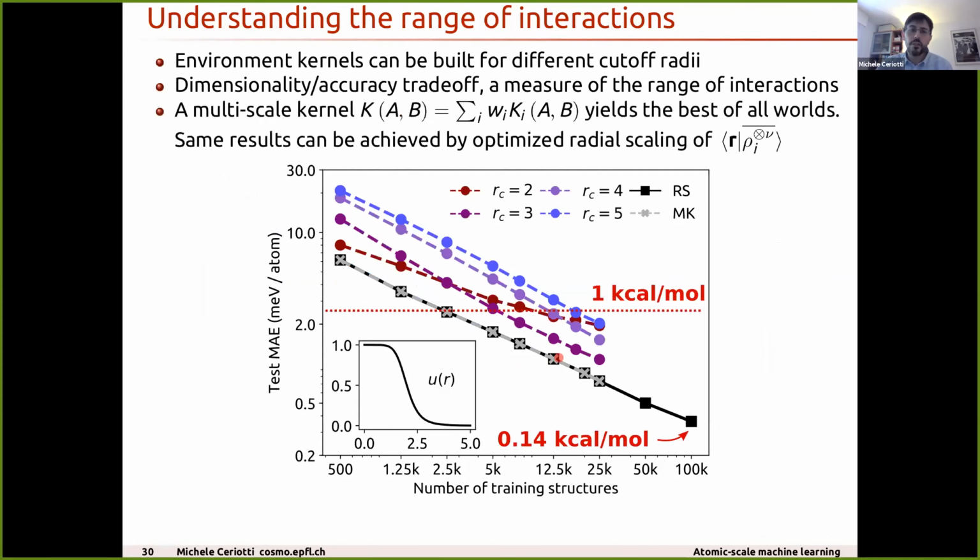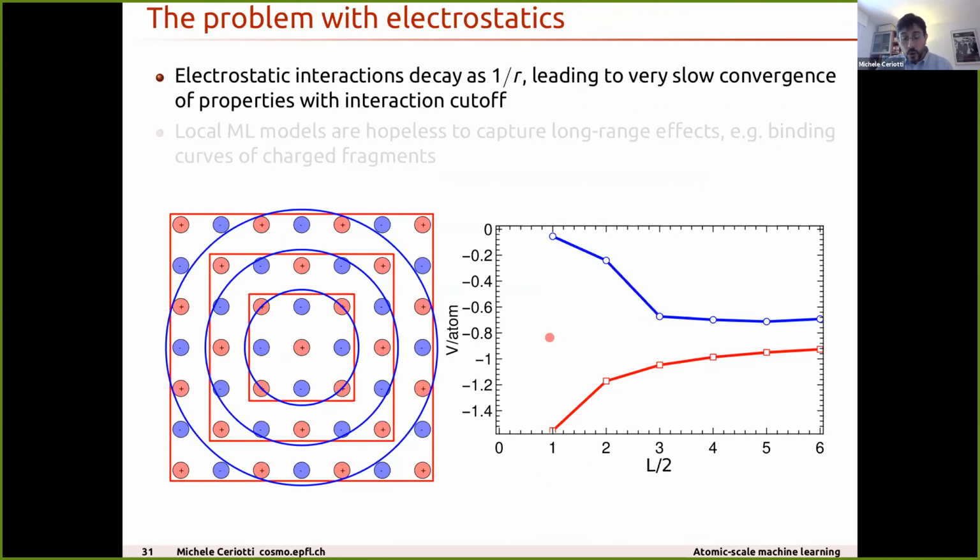And then, of course, one thing that you can do to make the machine learning model more efficient is to combine descriptors built on different length scales to build some kind of multi-scale model, which, as perhaps one could have expected, functions better than any individual single-scale model. However, this idea, in my opinion, is bound to fail when it comes to electrostatics.